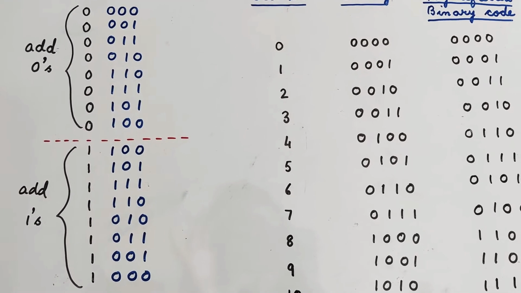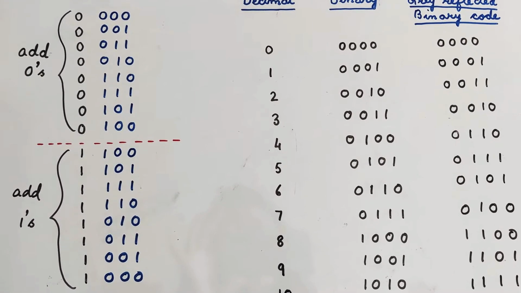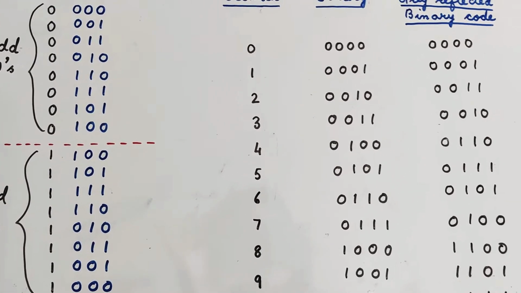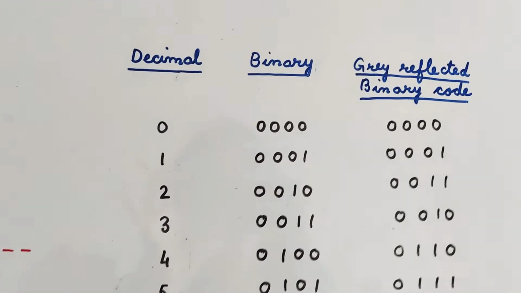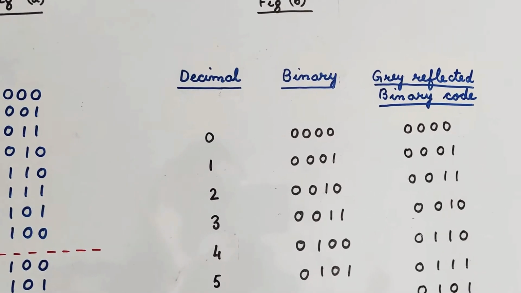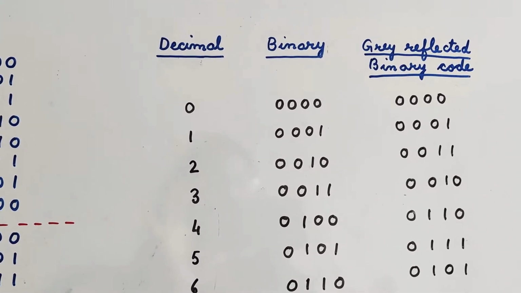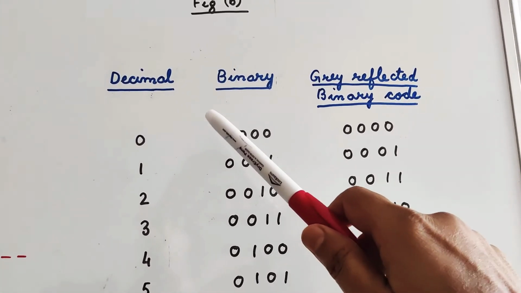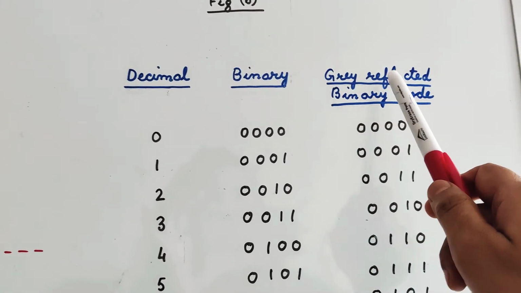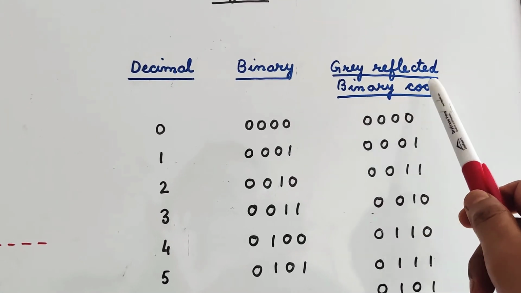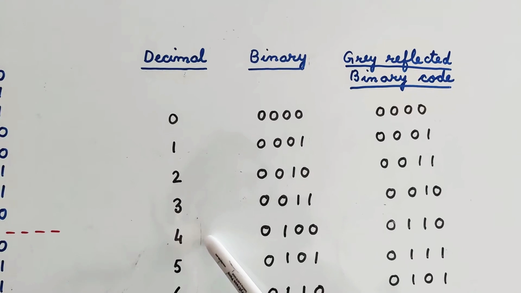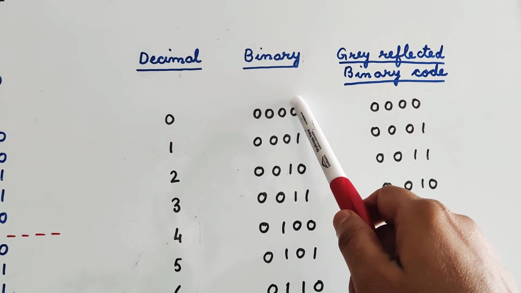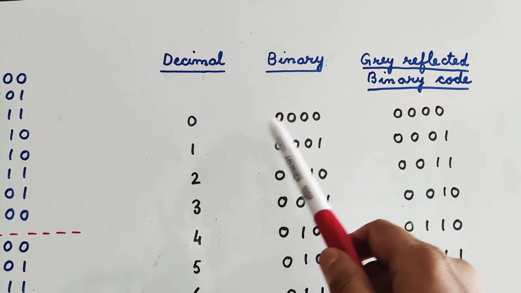So this is the way in which we can find the gray reflected binary code for a given decimal number. Now, what is the use of the gray reflected binary code, which will be clear from the table shown here. Here we have shown the comparison between the binary numbers and the gray reflected binary code for a given decimal number.